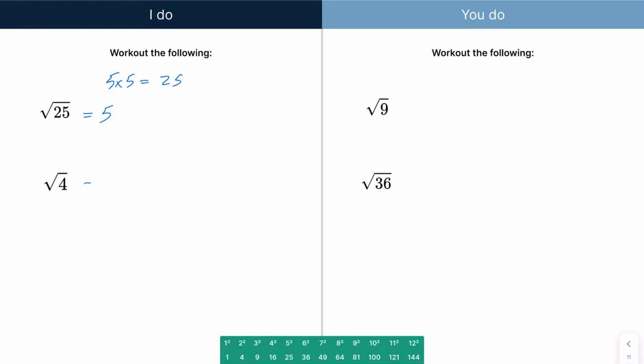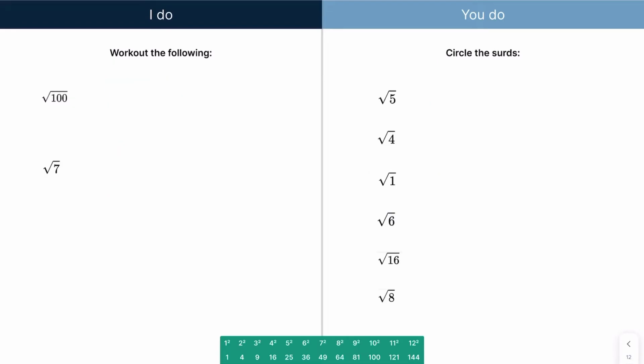Now the next one's asking, well, what two numbers do I multiply together to give me 4? So that's going to be 2 times 2. So the answer here is 2. Now press pause and have a go at the example on the right. So hopefully the answer you got here is 3, and the answer you got here is 6. 6 times 6 gives us 36. Now moving on. So if you look at this one here, 100. So two numbers that multiply to give us 100 are 10 and 10. So the answer here is 10.